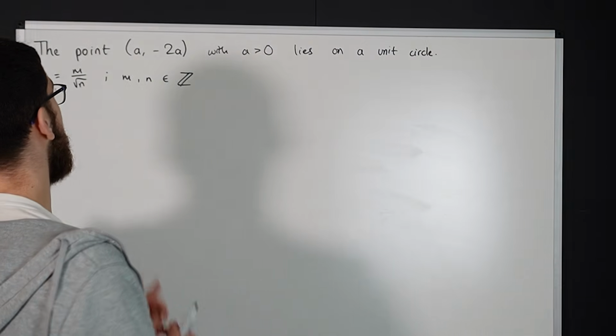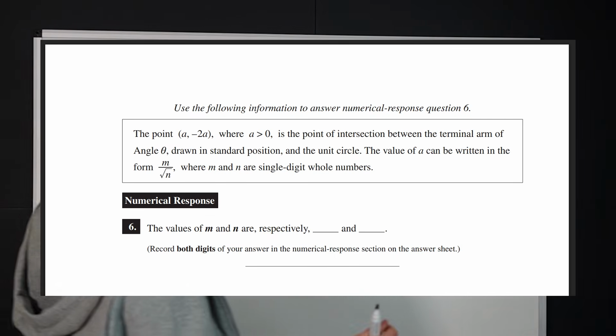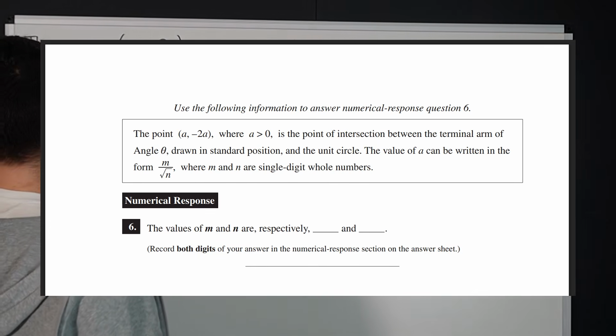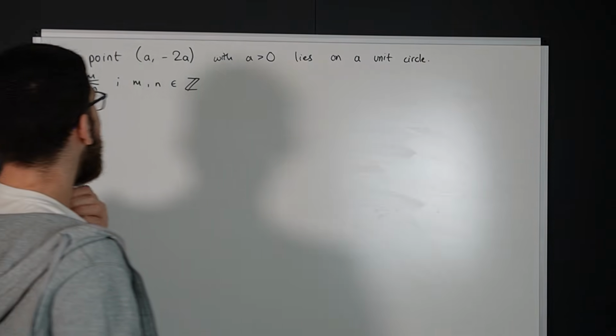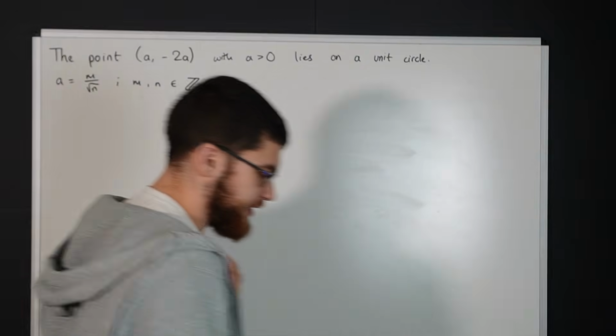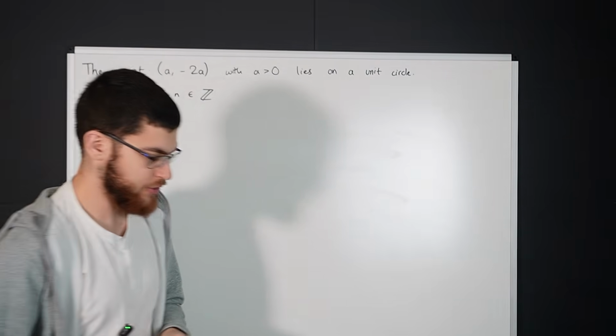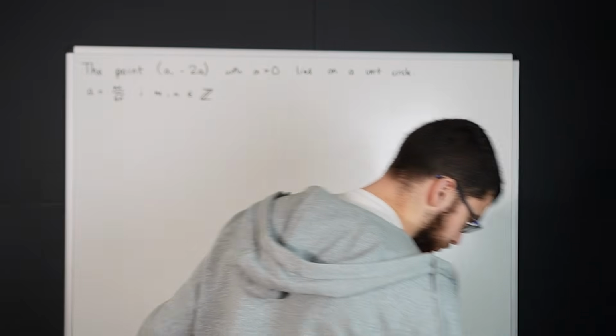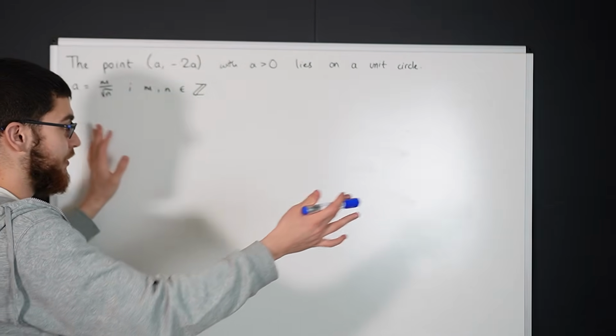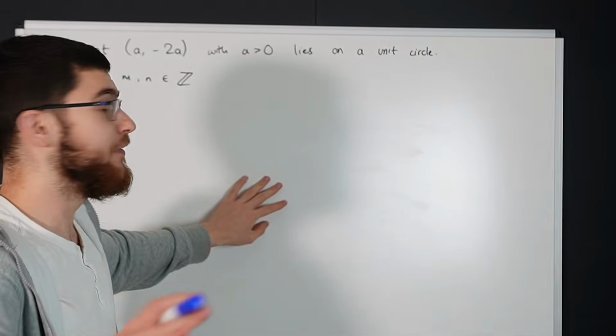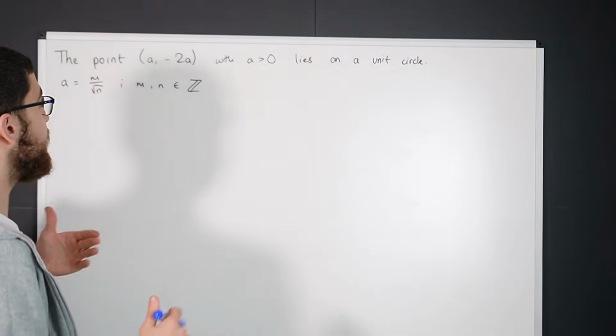Next one is from Canada, the land of the maple leaf. It basically just says a point A and minus 2A with A greater than 0 lies on a unit circle. A is equal to m over root n, and m and n are integers. Now, I just asked ChatGPT to give me the hardest questions it could find for each country, and this is what it came up with. So Canada, don't get offended if this seems like a very easy question, but it does to me.